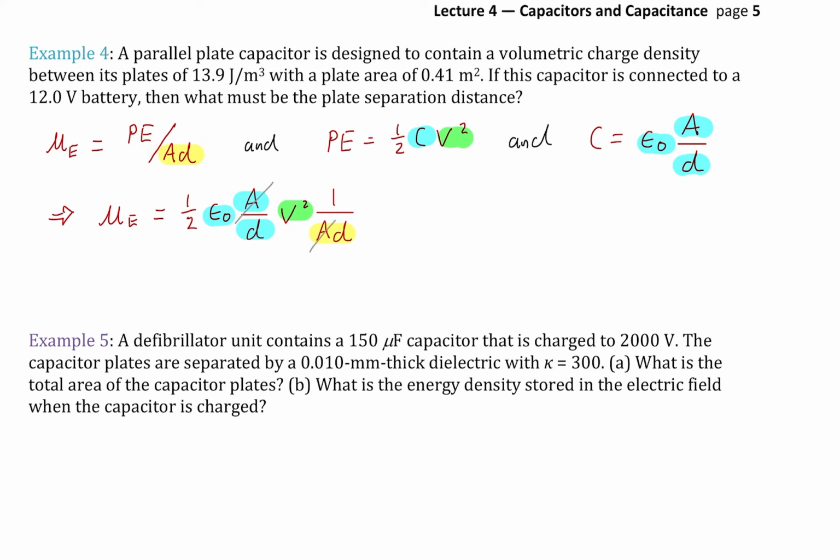Okay, A cancels out. All right, so then we just go ahead and solve for D. I just cross multiplied and then isolated the D. It'll be D squared because there's two of them. So essentially I just combine these two D's and then multiply both sides by D squared and divide both sides by epsilon sub E, which I accidentally wrote as epsilon sub naught.